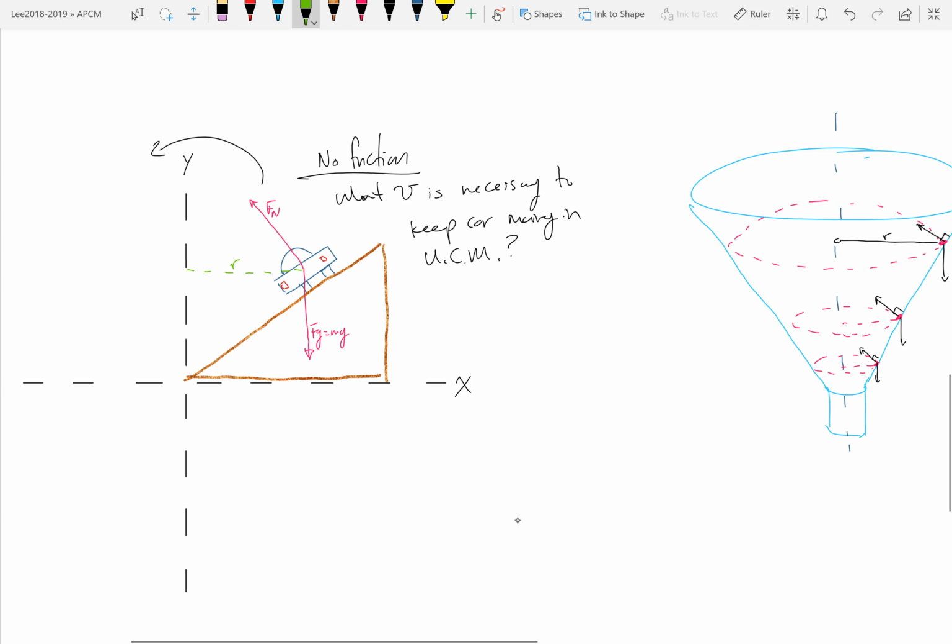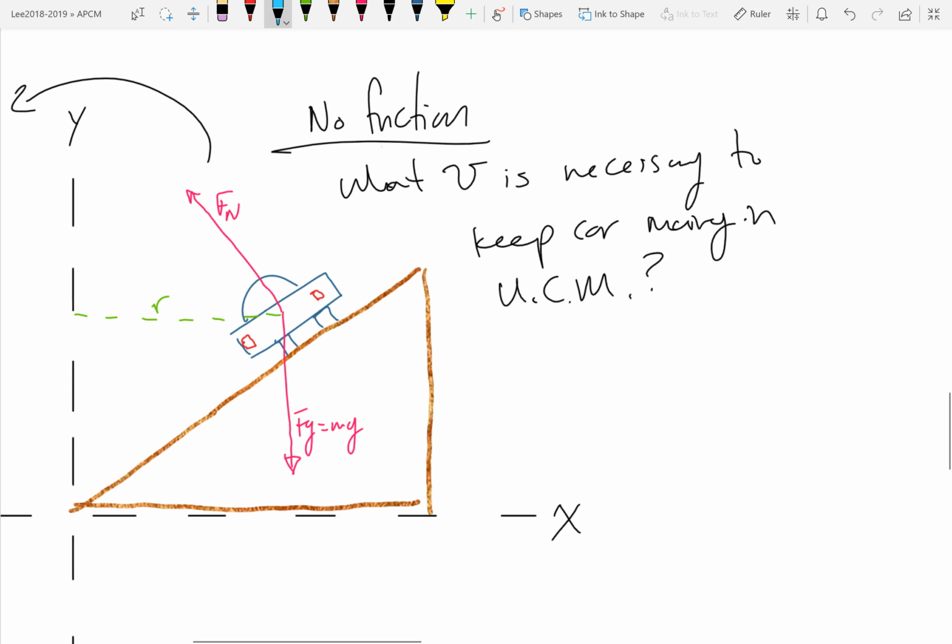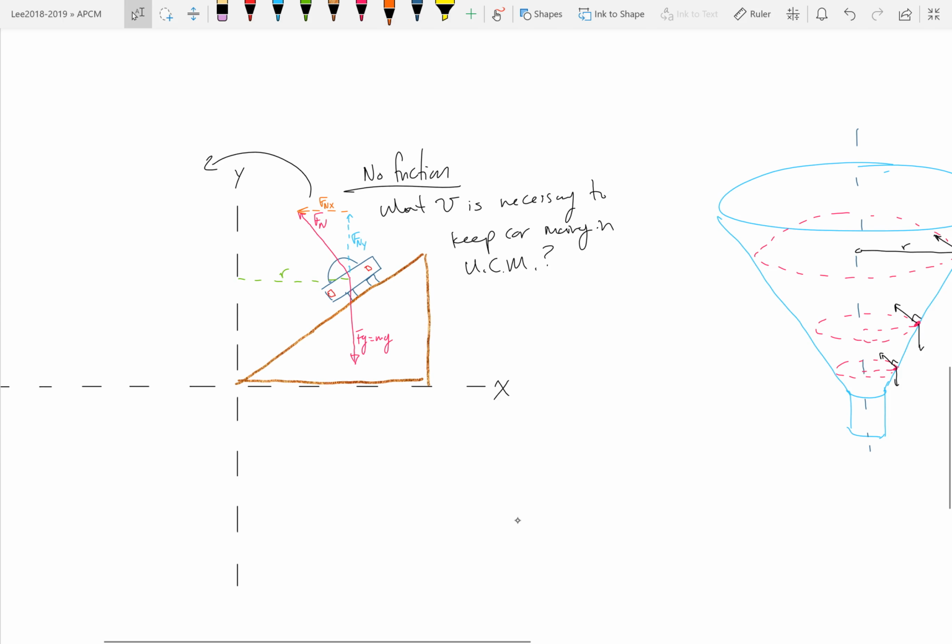But we don't have this car sliding up or down the incline. We're just saying, let's keep it at the same height. There's no friction. How fast does it need to be going? So I'm going to need to resolve this normal force into its vertical component right here. There's F normal in the y direction, and then I need to give it a component in the x direction, which is in kind of orange there, F normal x direction. And then the Fg, which equals mg, is just in the negative y direction.